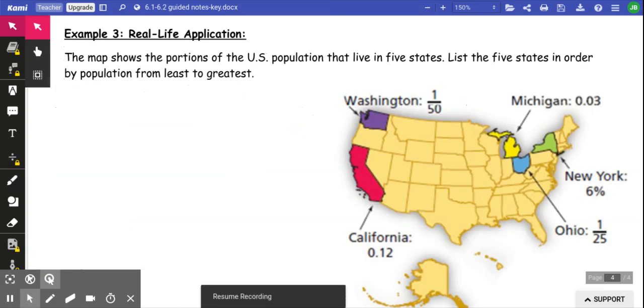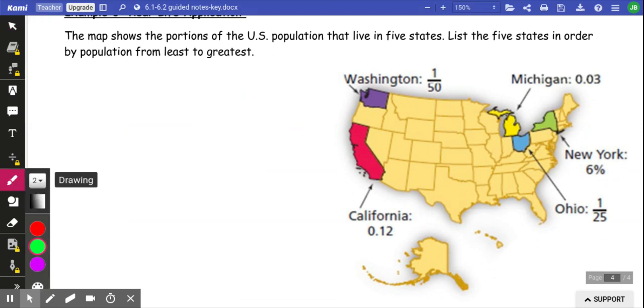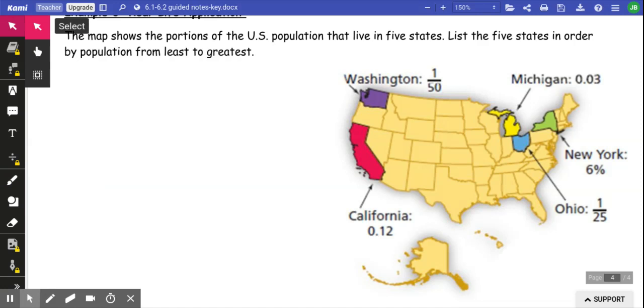All right, let's look at example 3. The map shows the portions of the U.S. population that live in 5 states. List the 5 states in order by population from least to greatest. So for this one, we need to start with any of them. We'll start with Washington, and we're going to turn it into a percent because I think percents are fairly easy to compare.